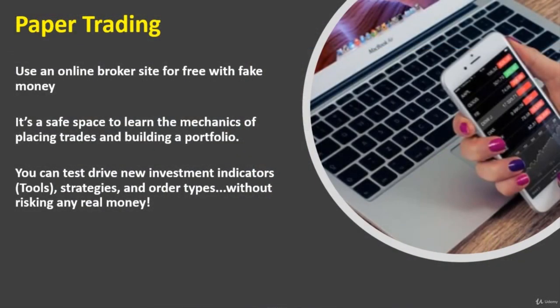So paper trading is where you can basically trade for free. Almost all, I think, online broker sites will offer this for free with, in effect, fake money, whatever your currency is, whether it's dollars or euros or rupees. So you want to look for if they're offering paper trading. All it is, you basically get the practice for free. It's with fake money. It's a safe space where you can learn the mechanics of placing trades and building a portfolio and trying different things that you might learn through the course. And you can get real comfortable with it before you start actually testing with money.